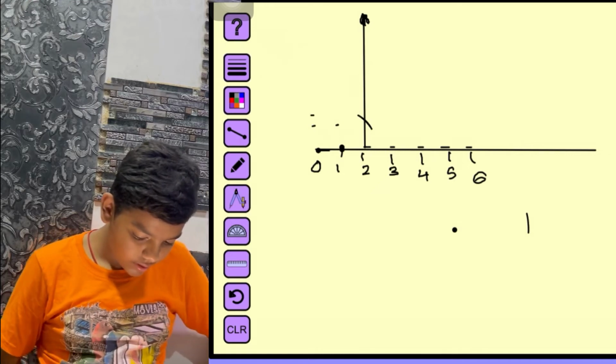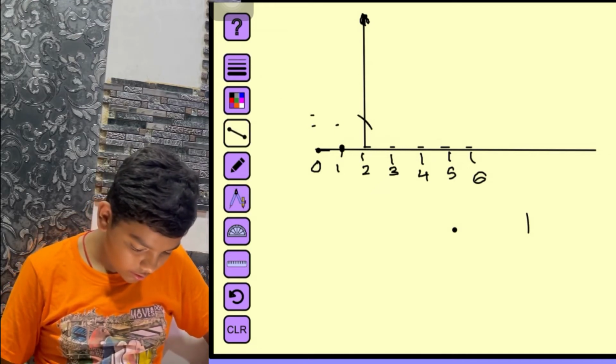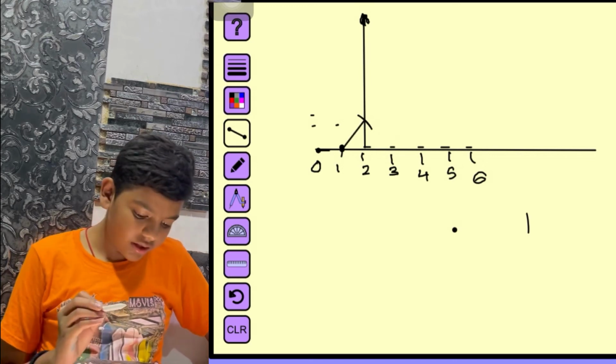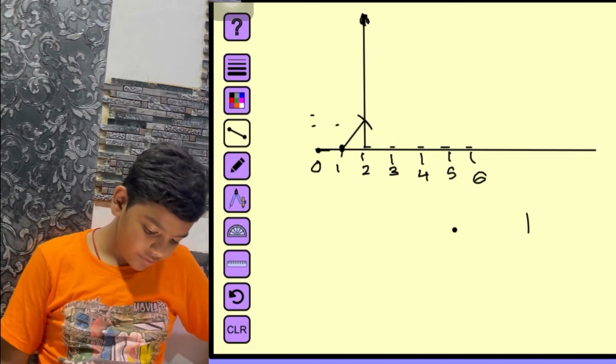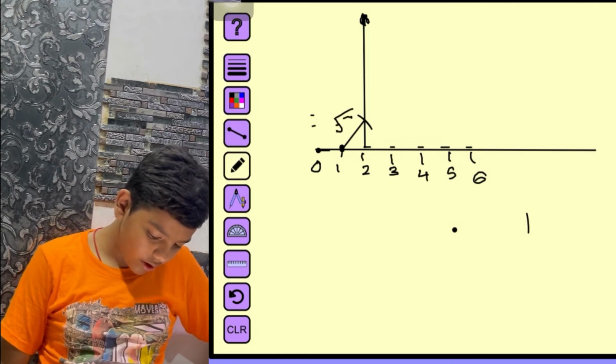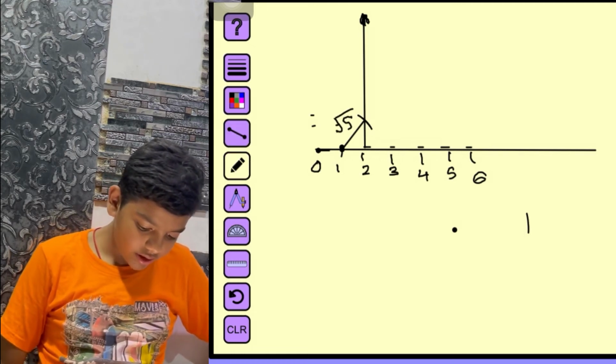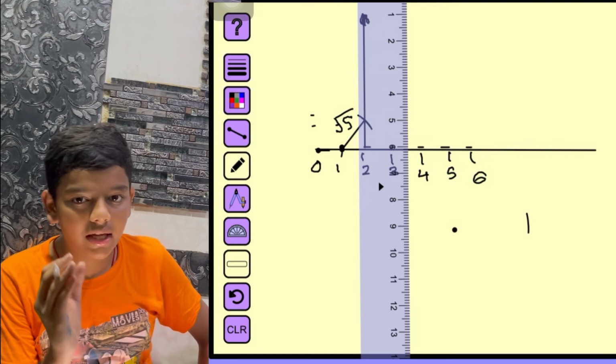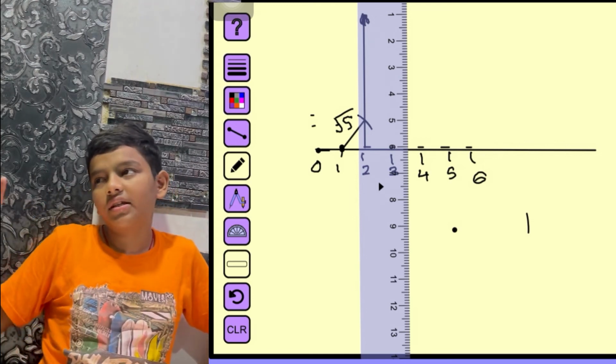Then connect the point from this dot to this line. And this one is square root of 5, and we can see the distance over here with the scale. So when you measure square root of 5, what does it come to? It comes around 2.36, something like that.